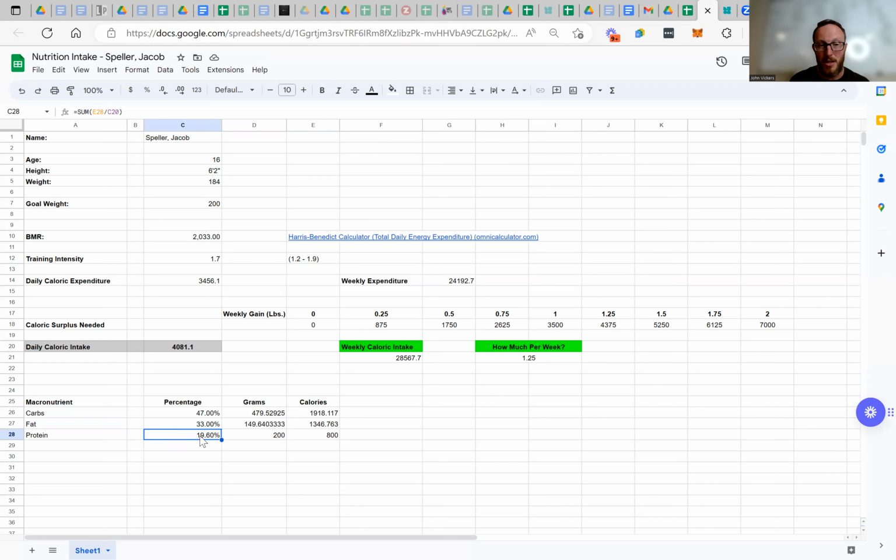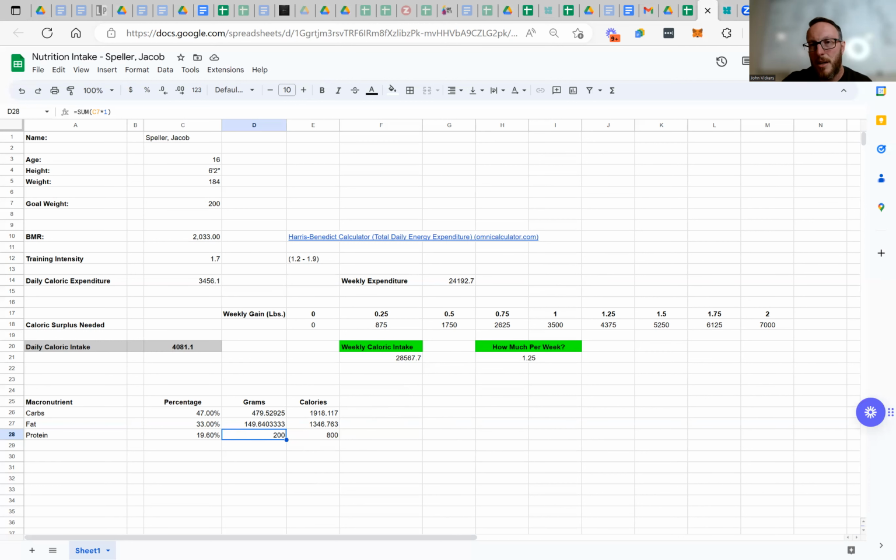Yes, this looks like a low number when it comes to percentages, but it's actually not, because it's still 200 grams of protein. He's got to eat a lot of food to gain weight. And this is what a lot of people don't get: if you're not gaining weight, it's because you're not eating enough food. Really simple, just breaking this down.